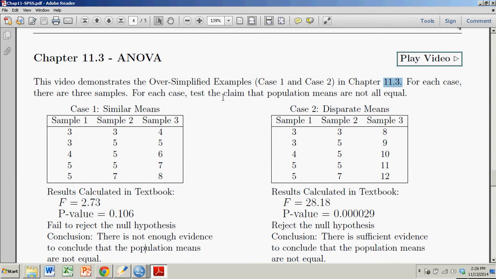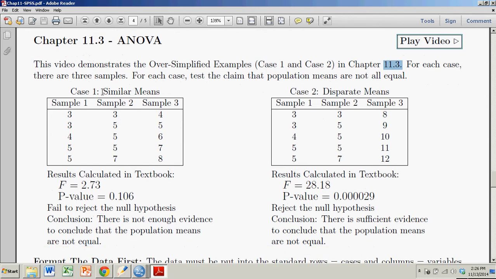In the first case, the three samples have similar means, and they're not measuring anything in particular. It's some sort of quantitative data. When we calculated our test statistic by hand, we got a test statistic of 2.73 and a p-value of 0.106. That was too big, so we failed to reject the null hypothesis. The null hypothesis is that the population means are all equal.